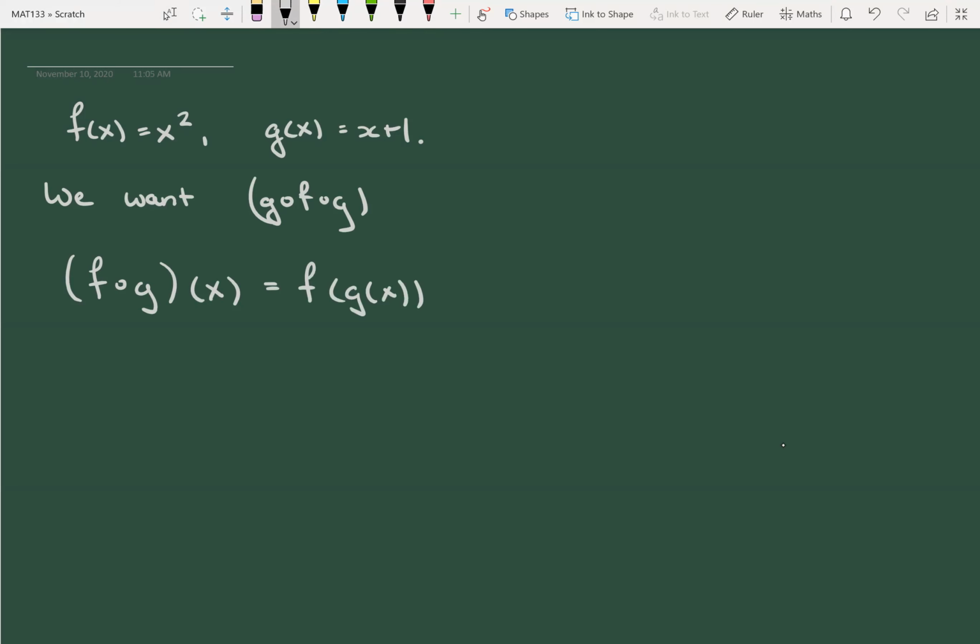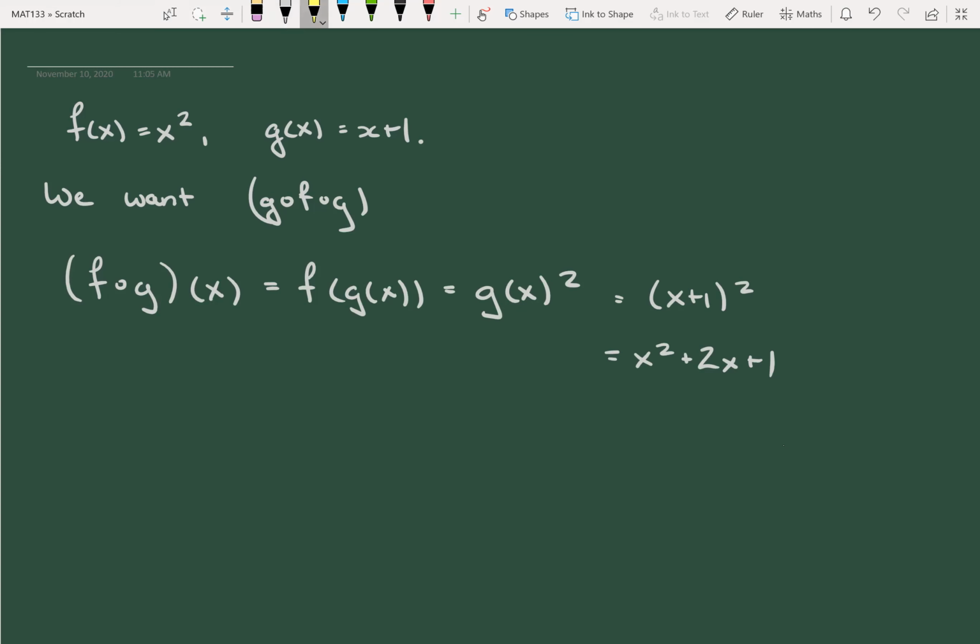Everywhere I see an x in the function f, I'm going to put g of x instead. So I'm going to get g of x all squared, because the function f is f of x equals x squared. So f of g of x is g of x squared. We know what g of x is, so I can plug that in. That's x plus 1 squared. If you want to, you can expand it out at this point. That's x squared plus 2x plus 1.